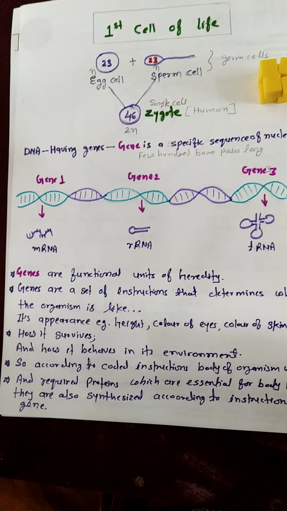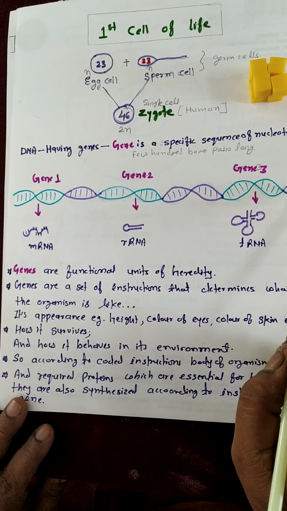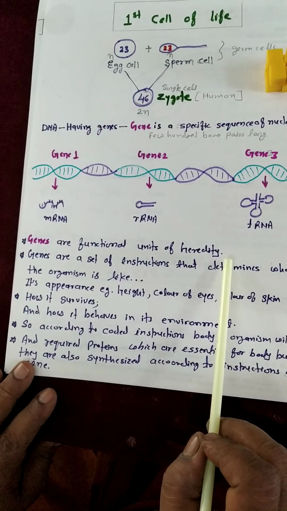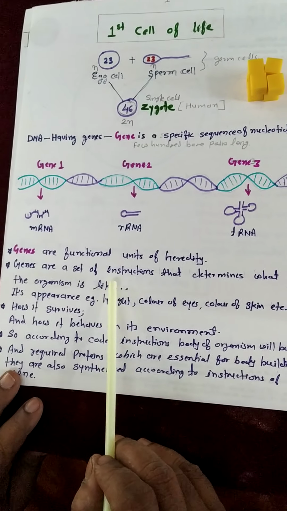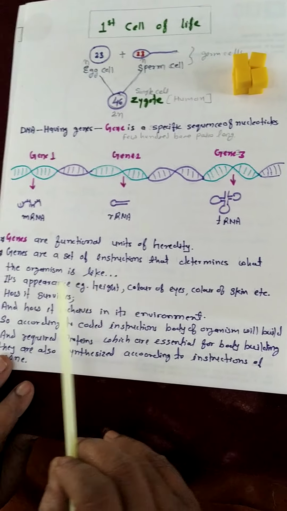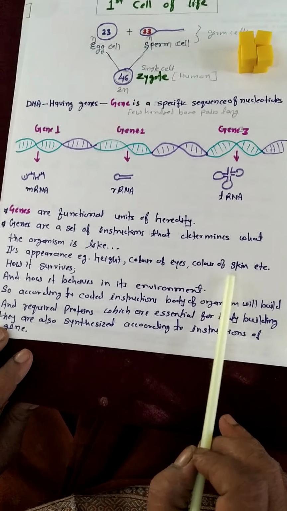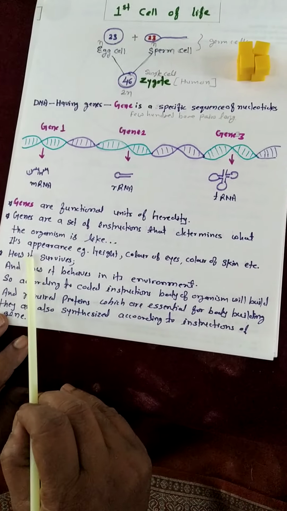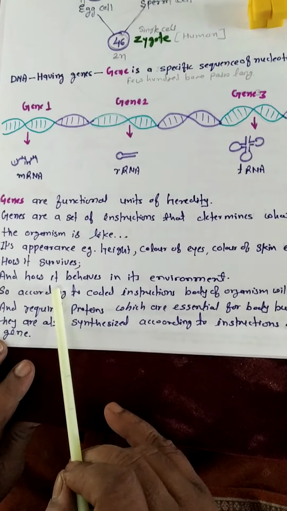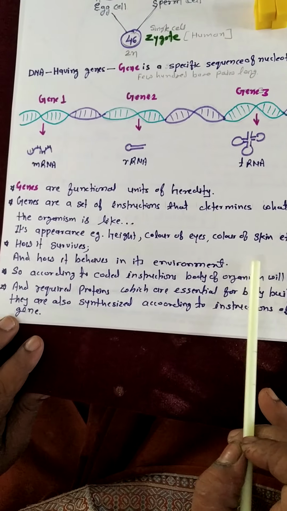So this is the DNA, these are the genes. They have specific codes for production of some things in the cell. And what are the functions of genes? Genes are the functional unit of heredity. Genes are a set of instructions that determine what the organism is like, the organism's appearance like height, color of eyes, color of skin, etc. How the organism will survive, this instruction is also coded in the genes, and how it behaves in its environment, this instruction is also coded in the gene.